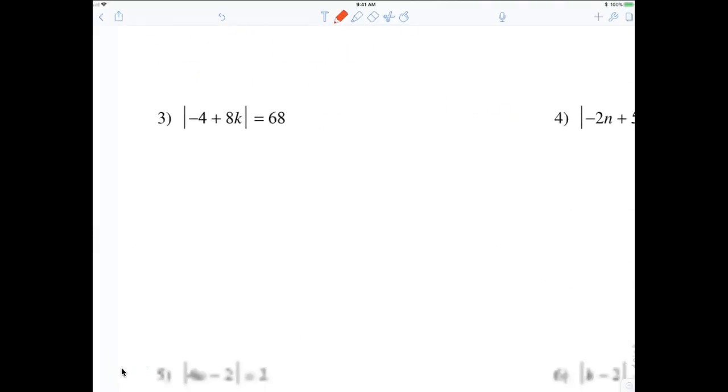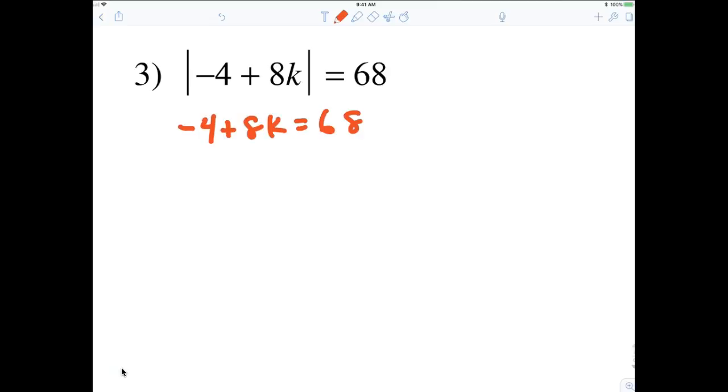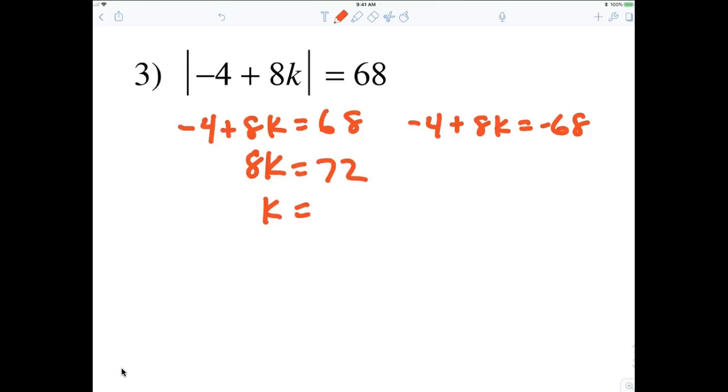All right, number 3, just to make sure we're good, we're going to say negative 4 plus 8k equals 68, and then we're going to say negative 4 plus 8k equals negative 68. So 8k equals 72, so k equals 9. Anybody got any questions with that?